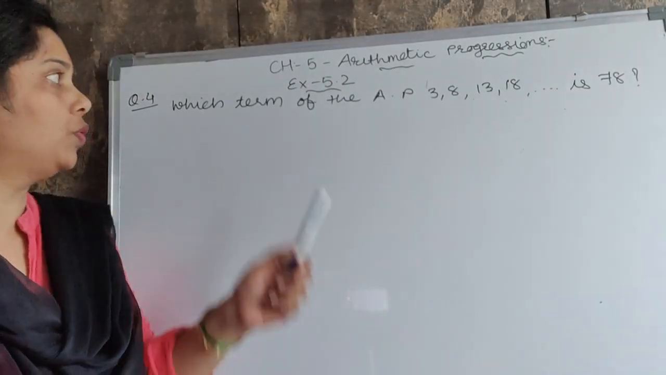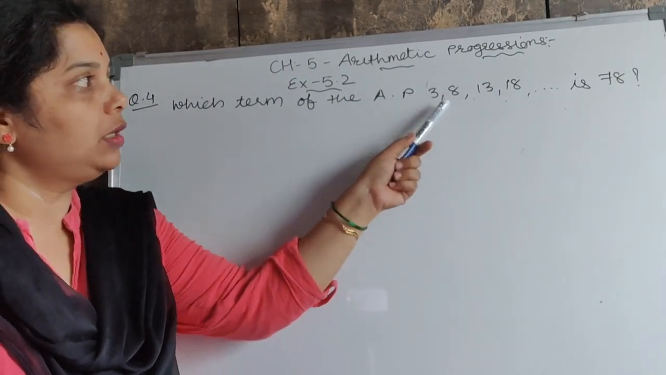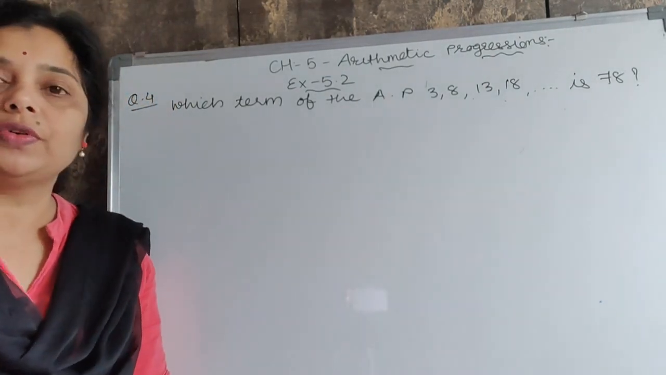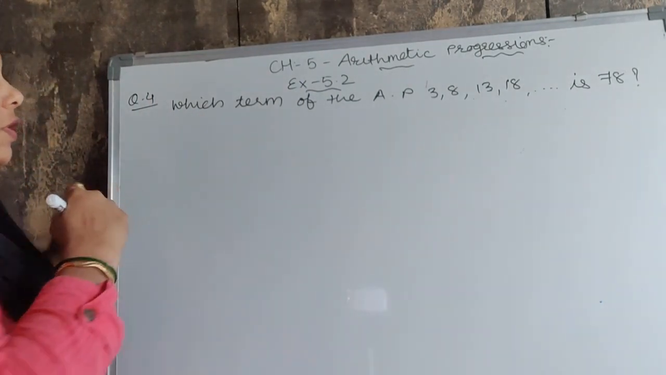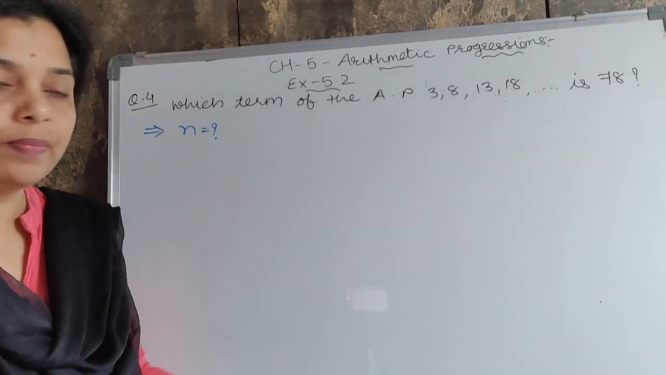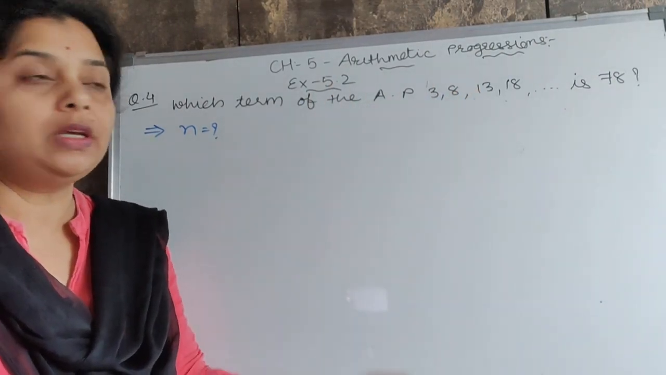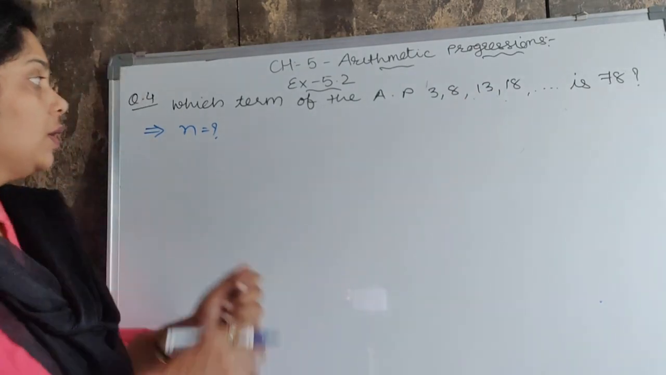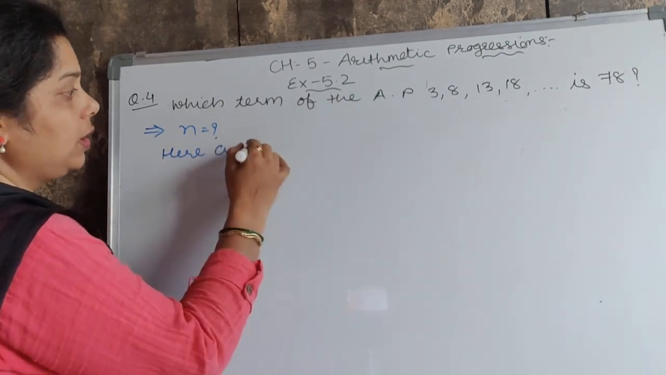Here in question number 4, the question is which term of the AP 3, 8, 13, 18, and so on is 78. First of all, you have to understand the question properly. Which term? It means we have to find here small n. And 78 is given in the AP. It means we took 78 as the last term, or we can say an.